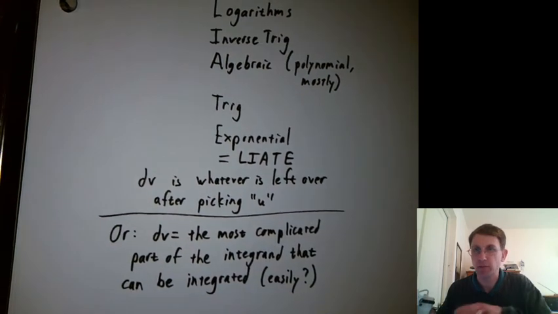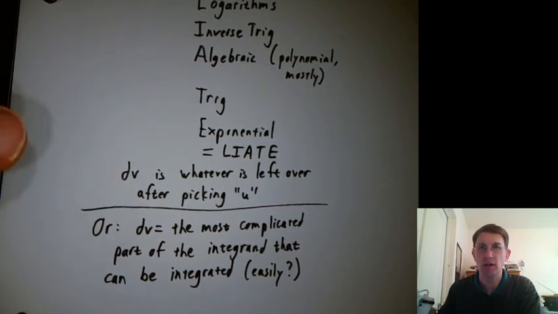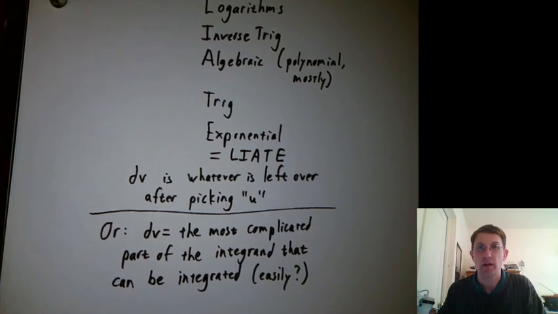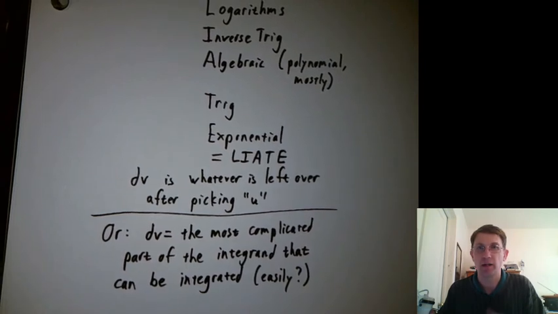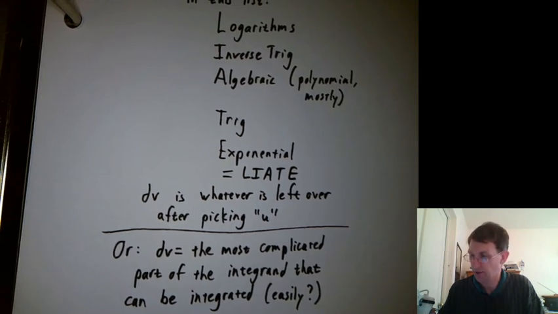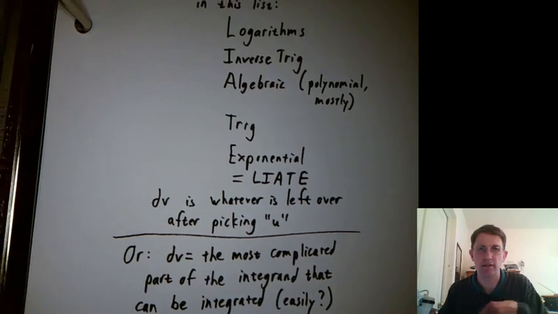Another way, independent of LIATE, is choose dv to be the most complicated part of the integral that you can take the antiderivative of. And then, since taking antiderivatives is usually more difficult than taking derivatives, that's something to try if you tried LIATE and it just didn't work for you.